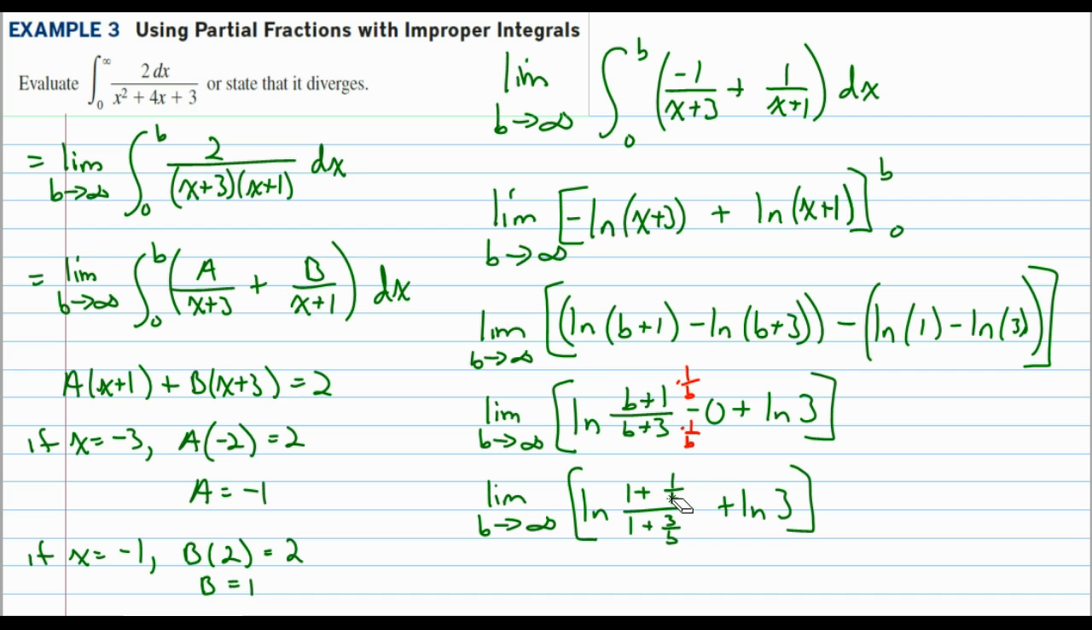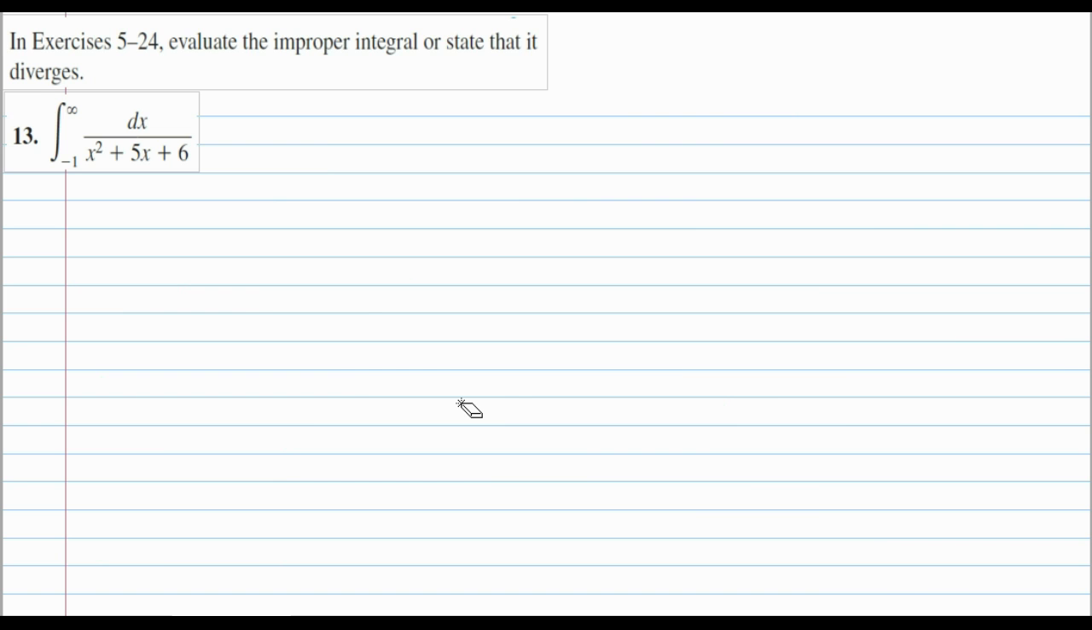But now as b approaches infinity, this expression 1 over infinity approaches 0, and so does 3 over infinity. So now I have 1 over 1, which is the natural log of 1, still plus the natural log of 3. Natural log of 1 is 0, so it's just the natural log of 3. So the area under the curve of this rational function from 0 to infinity is the natural log of 3 units.